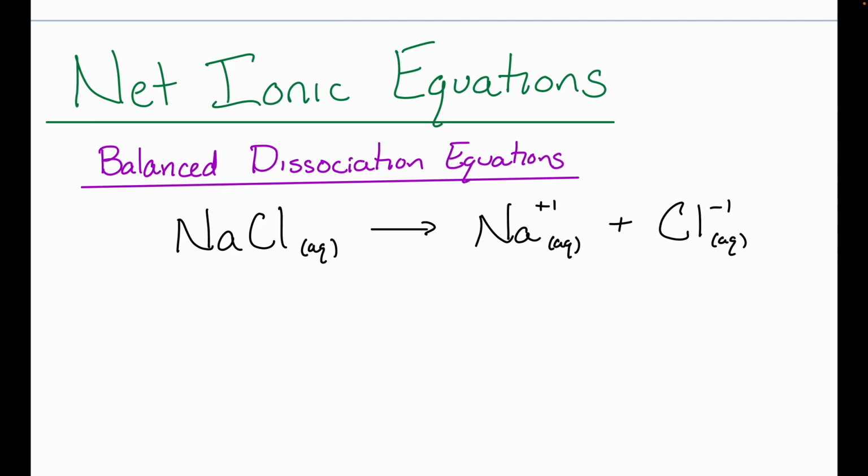Okay, we want them to be balanced though. NaCl was just 1-to-1, so now let's say we take something like rubidium phosphate, aq. Everybody take a second and write my balanced dissociation equation here.